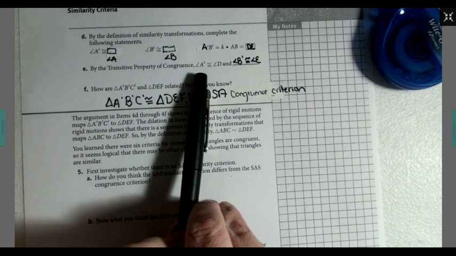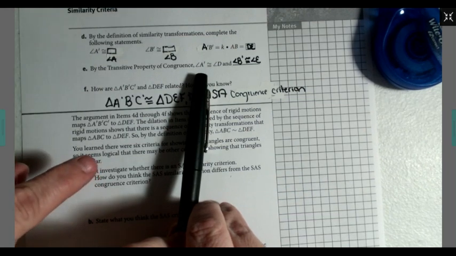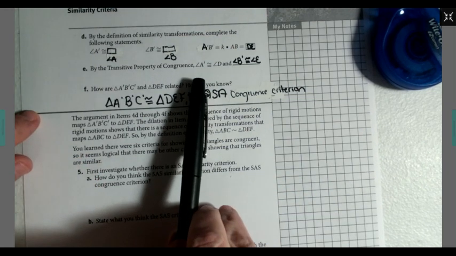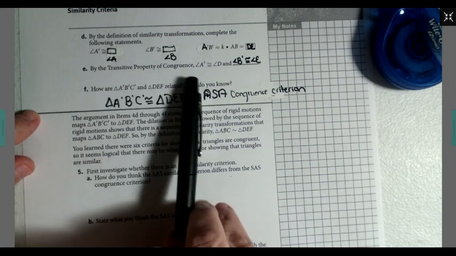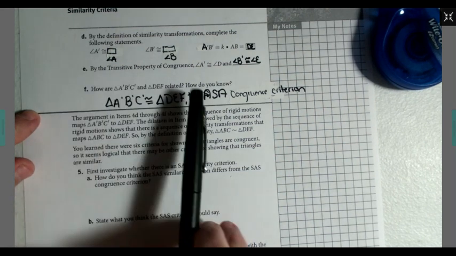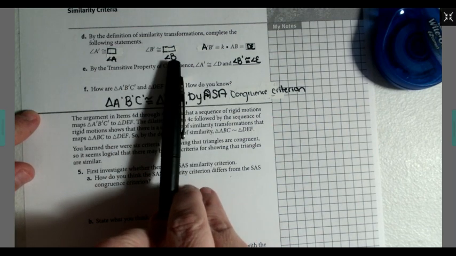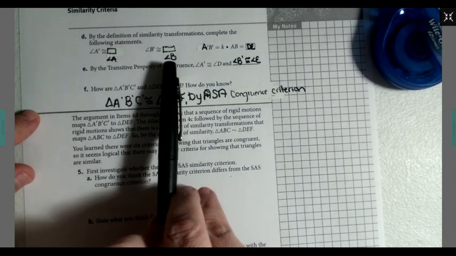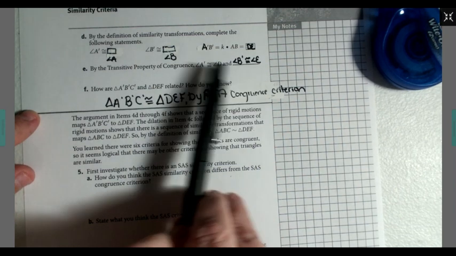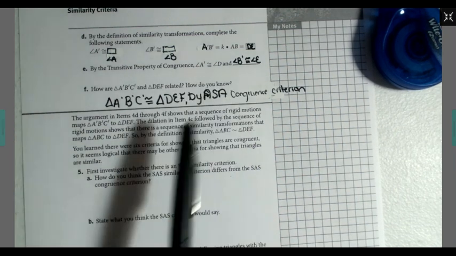We also know that by the transitive property, if angle A prime was equal to angle D, we also know that A and D were equal to each other, so A prime is equal to D. And since B and B prime were equal to each other, and B was equal to E, we know that B prime is equal to E.